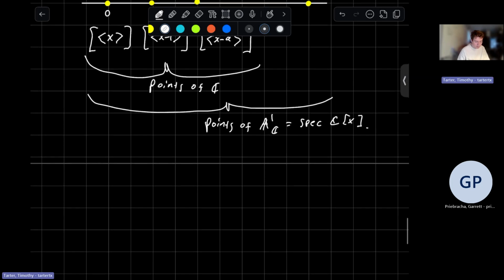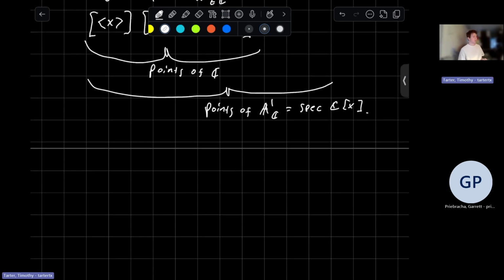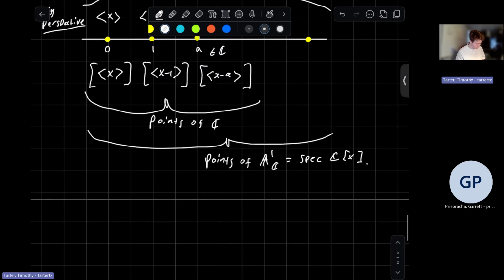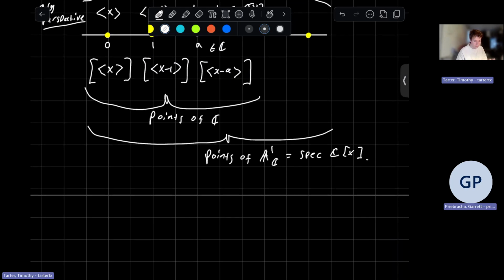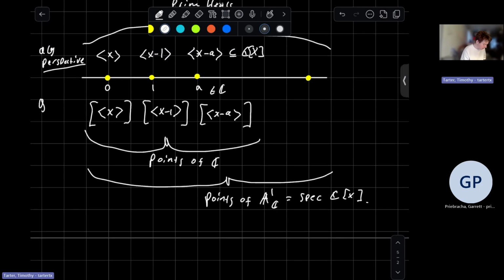It's kind of cool that our construction of affine space over an algebraic closure is really just the spectrum of its polynomial ring. This thing just works nicely. And yeah, so this is the geometric perspective.